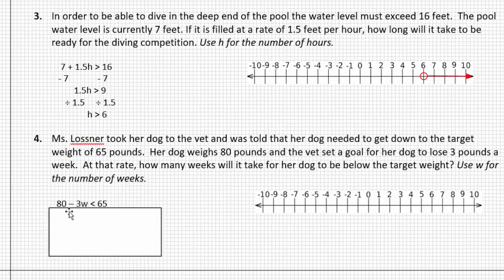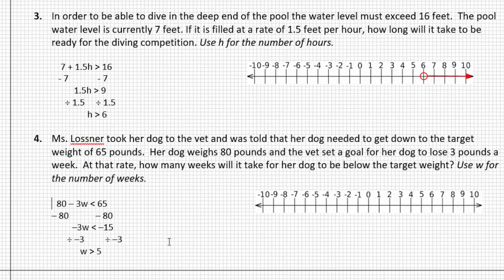Let's compare. I wrote the inequality that 80 minus 3W is less than 65. Now, let's solve it. How many weeks do you think it'll be? Well, after I solved this inequality, I came up with the answer that the number of weeks is greater than 5. It'll take a little over, if not more than, 5 weeks for her dog to be at the target weight.